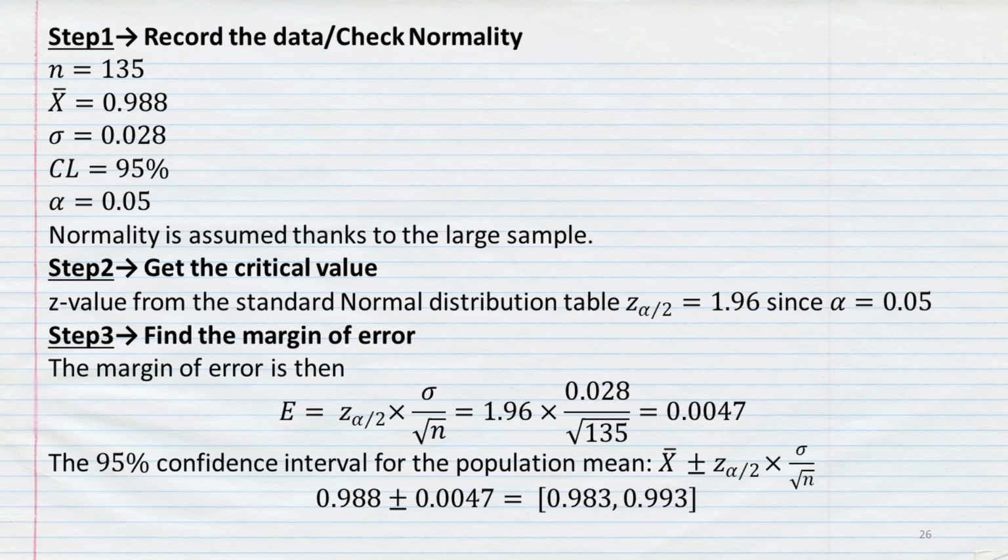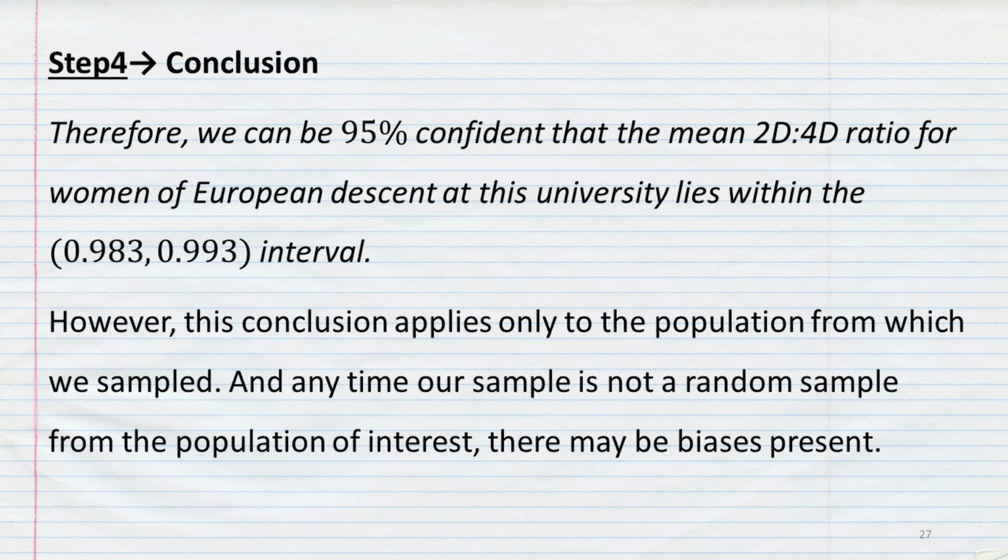Step 1. Extract the statistics and check normality. In this case, normality is assumed thanks to the large sample. Step 2. Get the critical value. Z-value from the standard normal distribution table. Step 3. Find the margin of error. The 95% confidence interval for the population mean is between 0.983 and 0.993. Finally, the most important step.